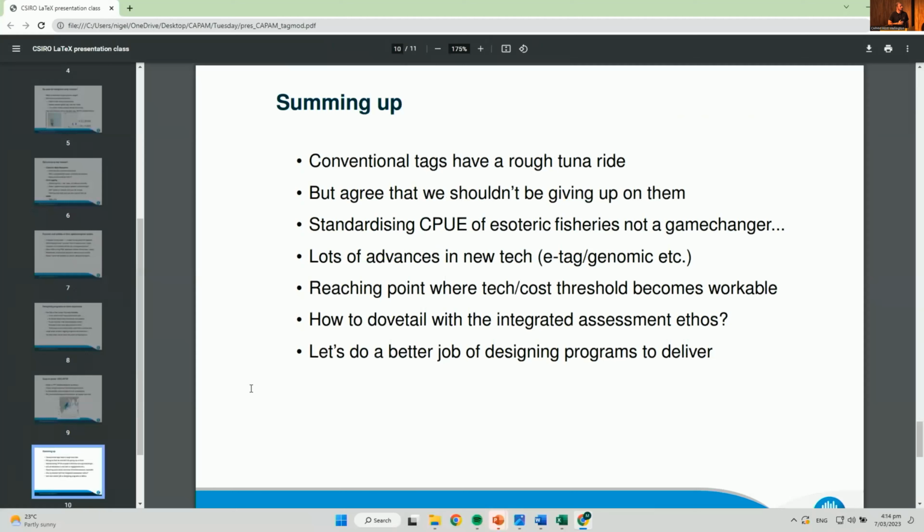How do we dovetail all of this within the integrated assessment ethos? Some of those downscaled models that are really complex, I think that's going to be a challenge to put into integrated assessments. And lastly, I think we need to do a better job of designing these programs to deliver what people want them to.